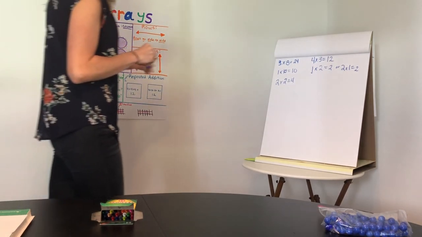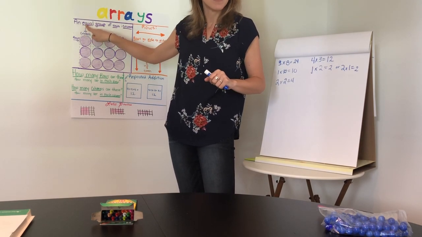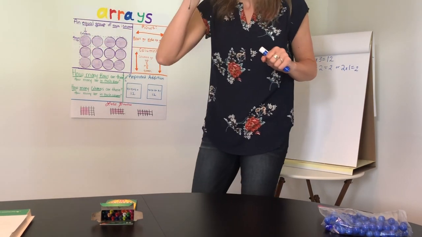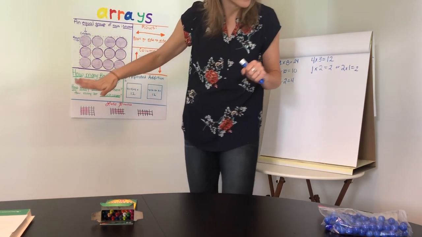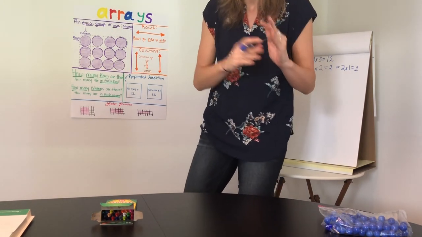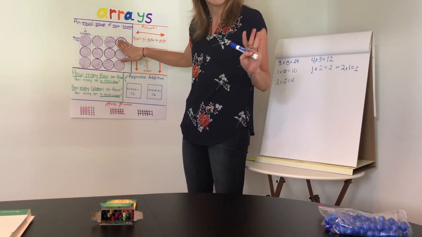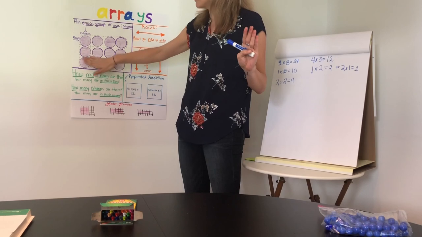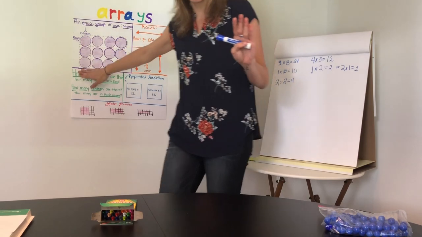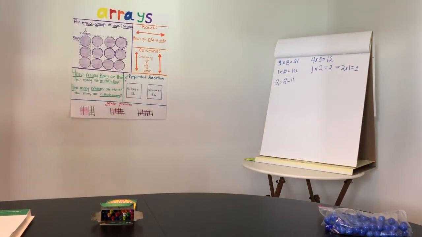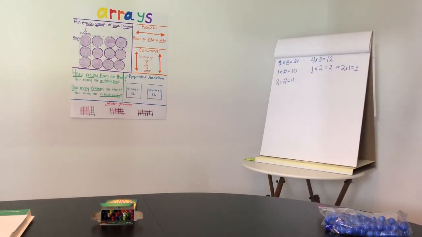And remember that for it to be an array, it has to have equal groups. Equal groups, which means each column and each row has the same. Each one of these rows has four. Each column has three. Three rows, four columns. Okay? Keep an eye out for them. You're going to start seeing them everywhere in your environment.